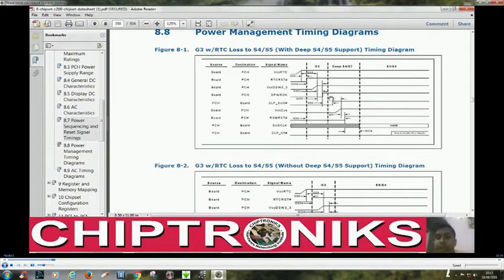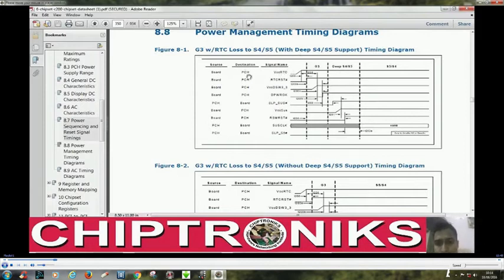The third difference is the introduction of deep S4 S5 in the HM67 kind of board. You won't find this deep S4 S5 in earlier boards. And how does it help? It helps to make the board energy efficient. But when we introduce deep S4 S5, there are more signals, and we will study these signals, right?